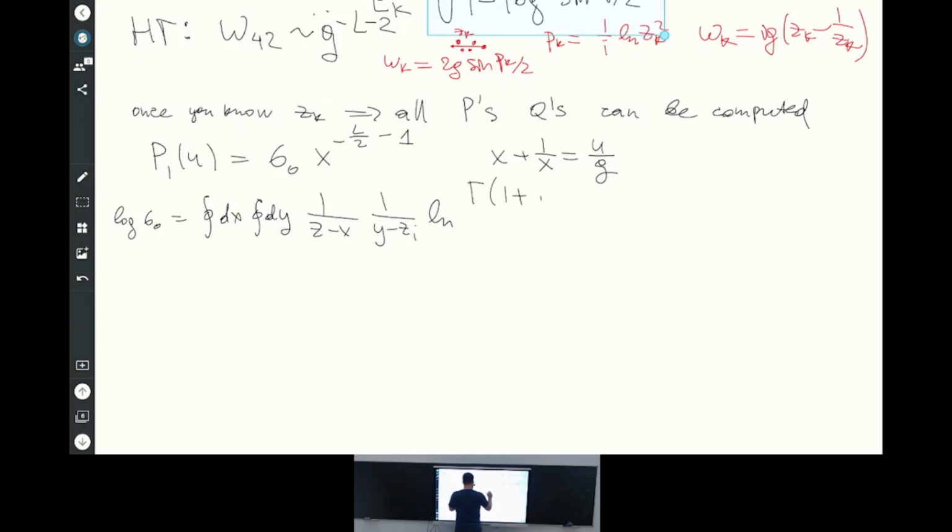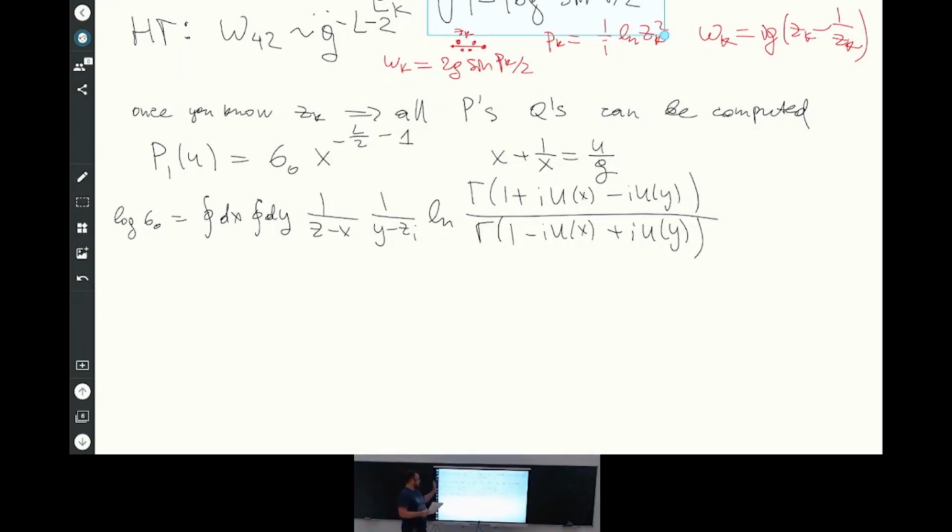Which is very similar. U of x, U of y, divided by complex conjugate. All right. So all P's and Q's now can be written in terms of these zeros of μ1, 2, which we denoted by z. And that's an example. Now, how do we find this? And that's basically what the main equation is about.